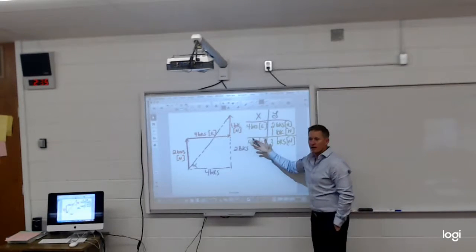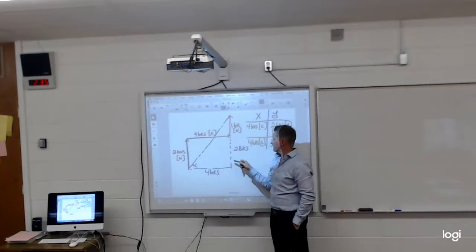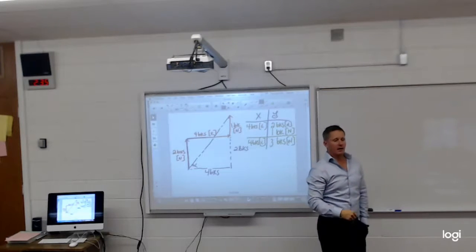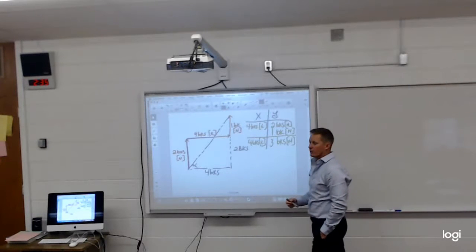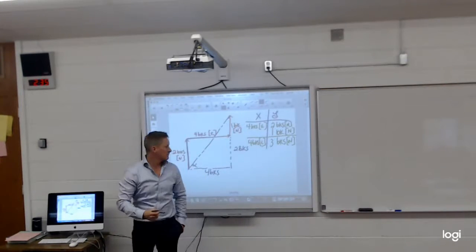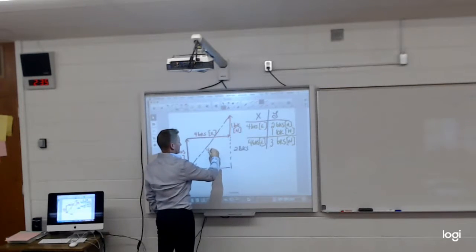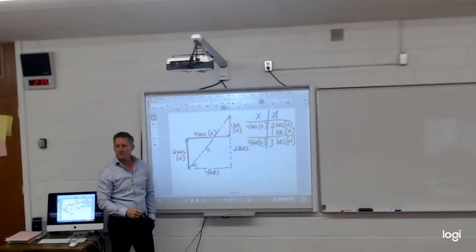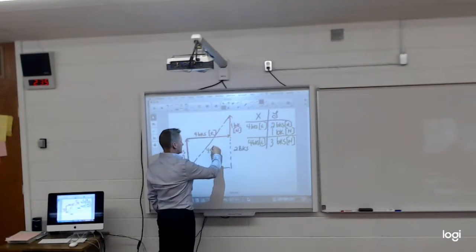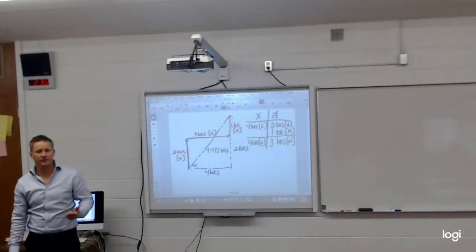So at this point, you would draw your triangle. Well, I already have my triangle. Now I go 2 squared, 4, plus 16, 20. Square root of 20 is 4.472. Perfect. So now that I've got the distance, what's the last thing I need to find?